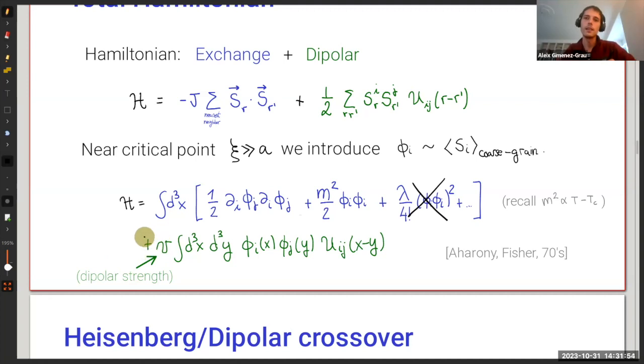Yes, somehow. The point is that you can do experiments far away from the critical point, and then you can fit certain curves. You can see how certain quantities behave, and that allows you to estimate this parameter V, this parameter M, this parameter lambda. And once you have these estimates, it tells you how close you should get to the critical point to see dipolar effects. So that's the message.